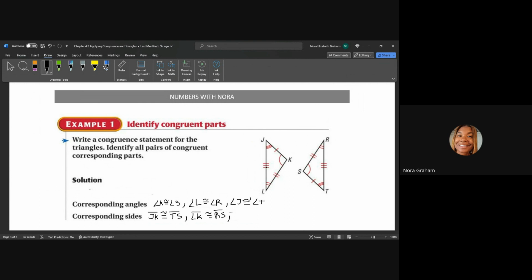And then last but not least, our one with our 3 tally marks. I'm going to start from J to L. Again, J is the one that has the 3 arc markings for my angle. So when I do this, I'm not going to put R to T. I'm going to put T to R, okay?